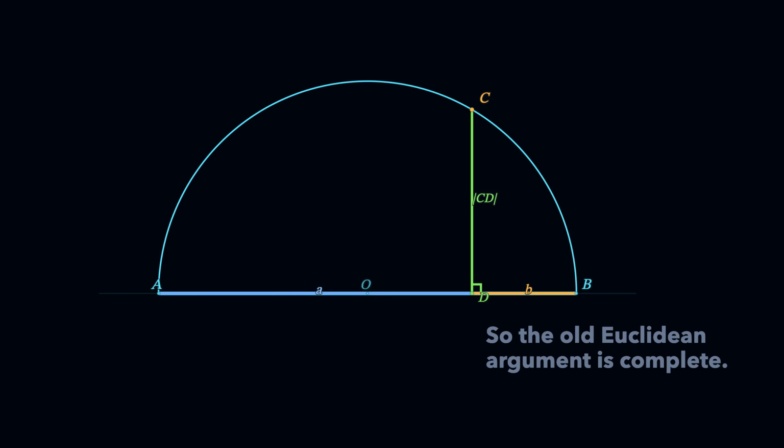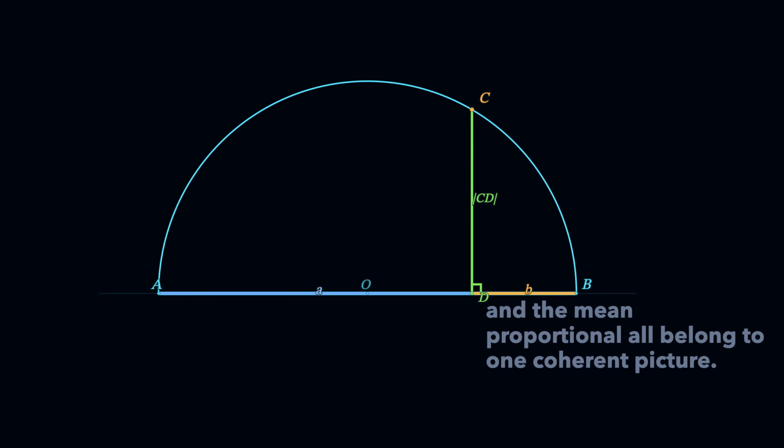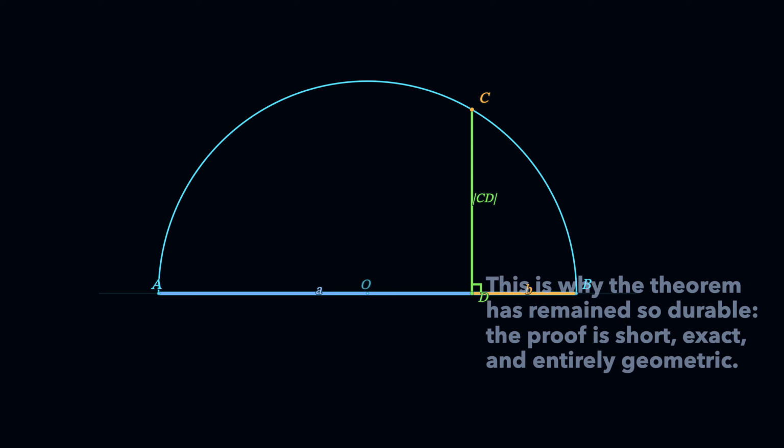So the old Euclidean argument is complete. The semicircle, the right angle, the pair of similar triangles, and the mean proportional all belong to one coherent picture. This is why the theorem has remained so durable. The proof is short, exact, and entirely geometric.